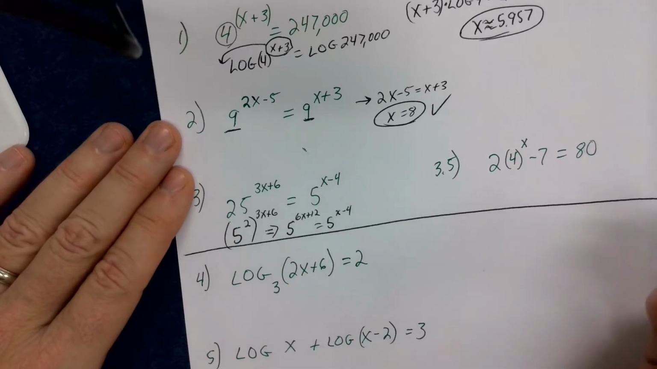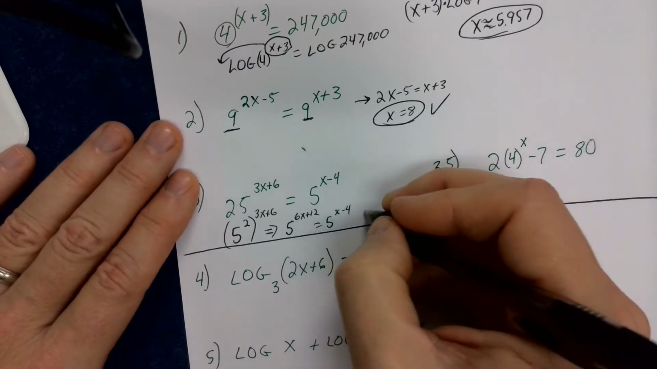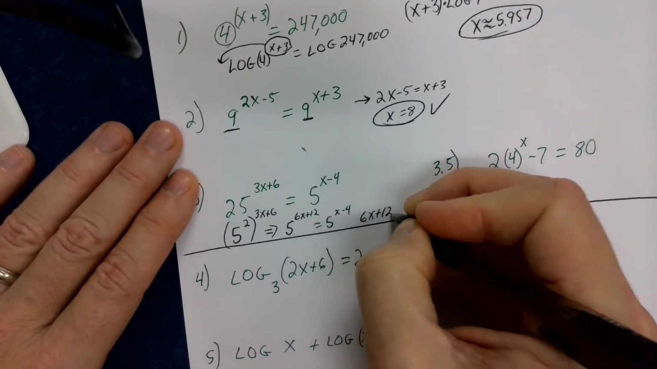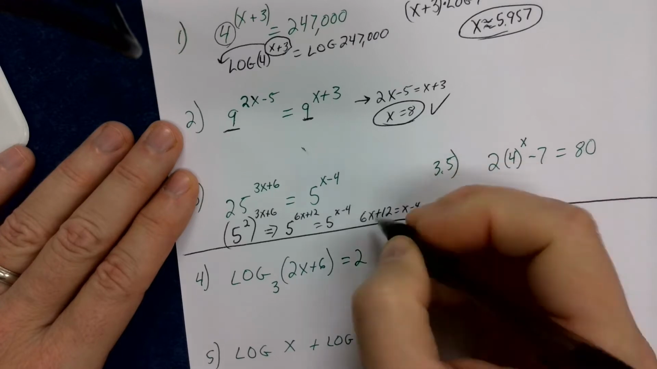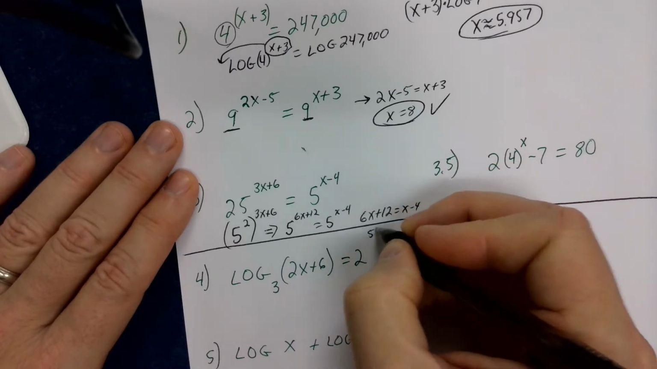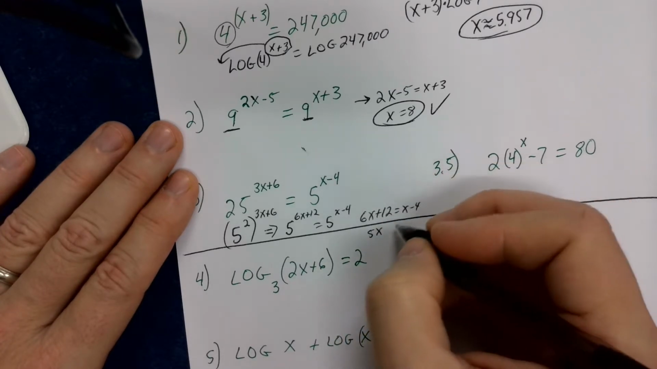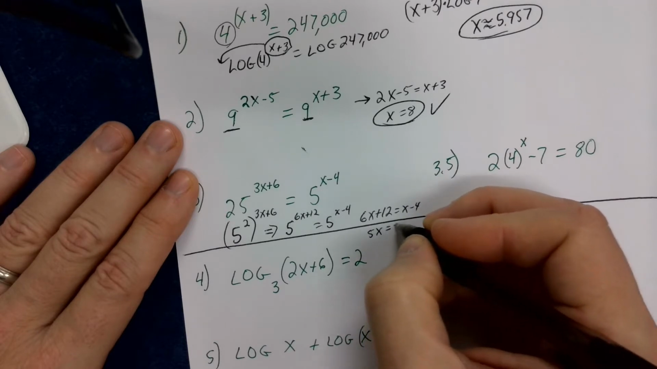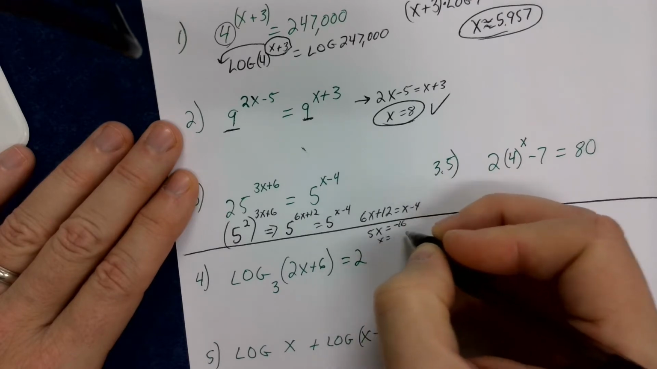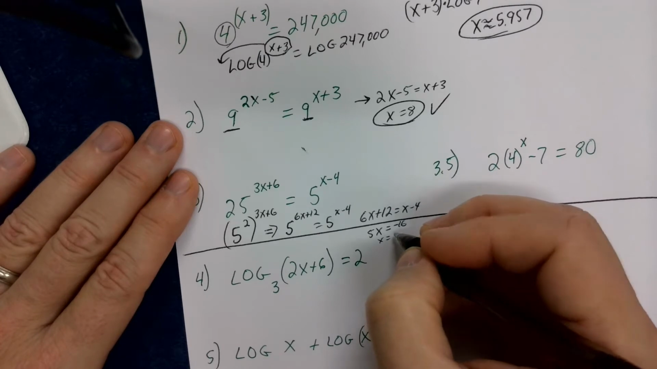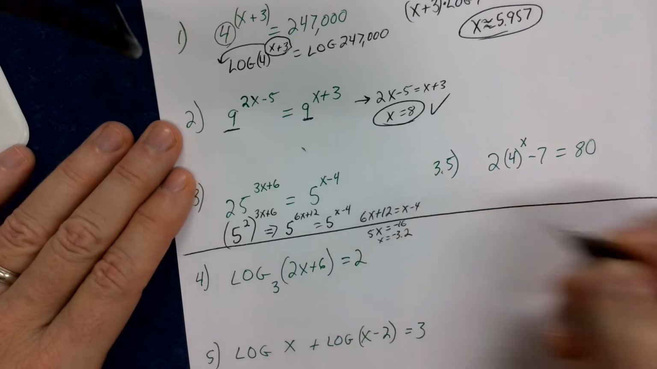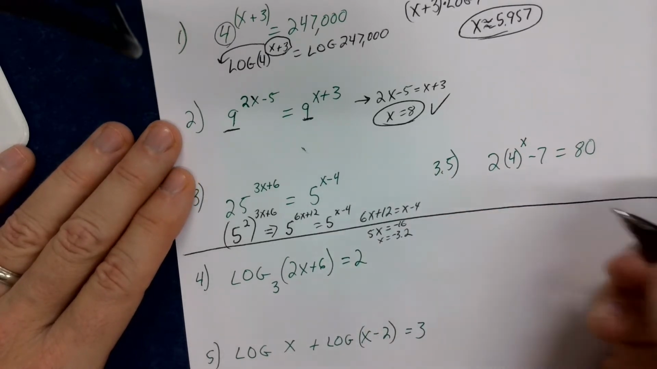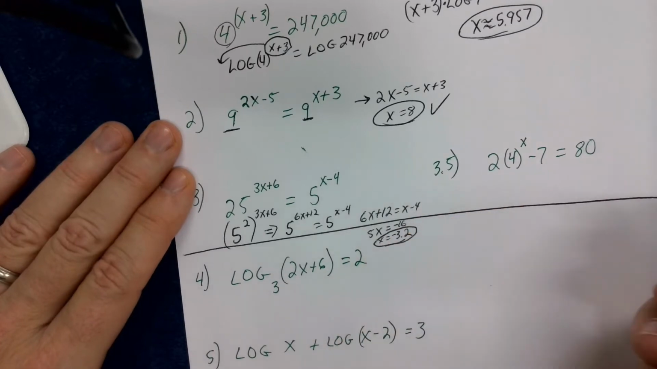And now they have the same base, so that means their exponents are equal. 6x plus 12 equals x minus 4. And I move the x over here and I get 5x, and I move the 12 over there and I get negative 16. And then x equals, what is that, negative 3.2? Negative 3.2. Good? Yay, that's my solution, right?